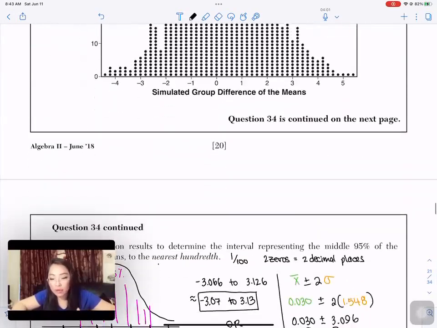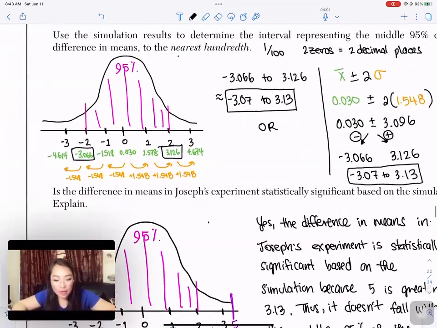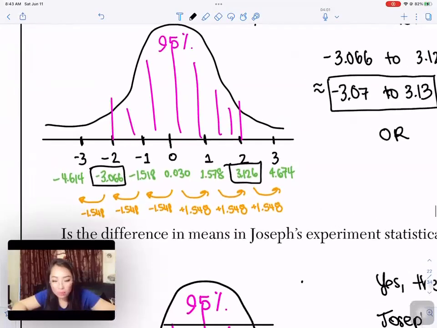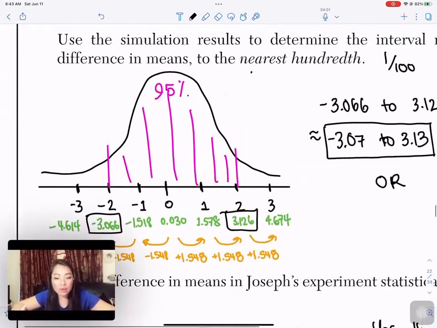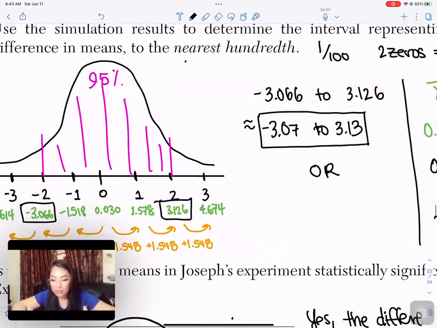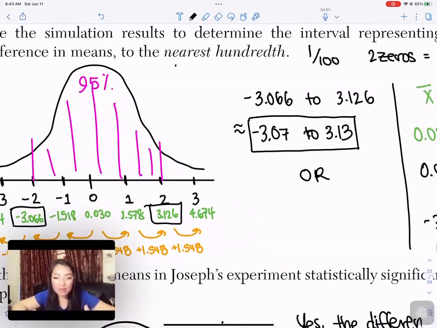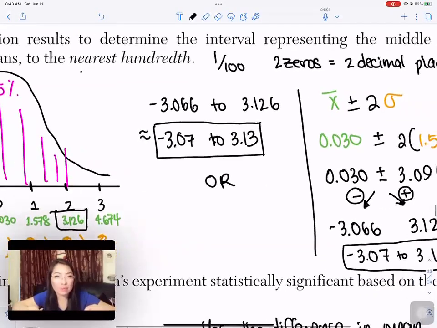Okay. So it's 0.03 here, and then for the standard deviation, you're going to add 1.548 to get the values on the right side, and then subtract to get the values on the left side. I wrote out the values, and remember, 2 standard deviations is about 95%. So we get those two values, negative 3.07 and 3.13. And again, round to the nearest 100. 100 has 2 zeros, so 2 decimal places. That's how I remember it.